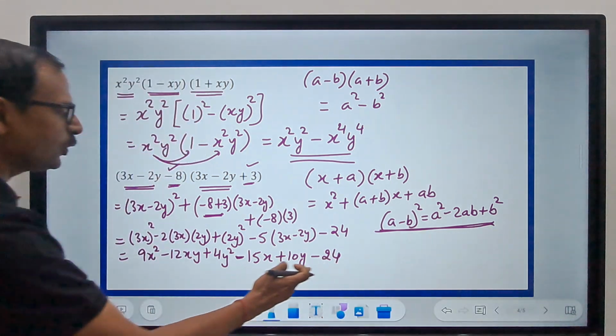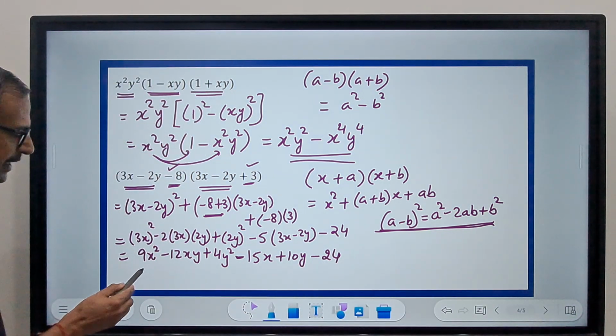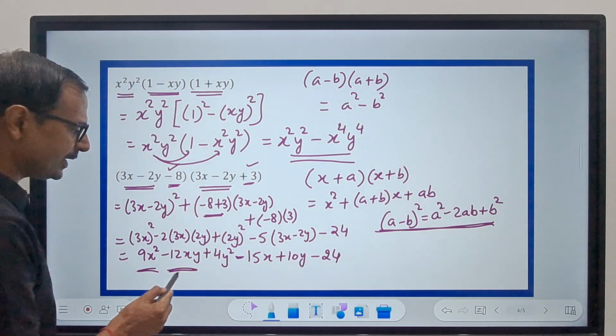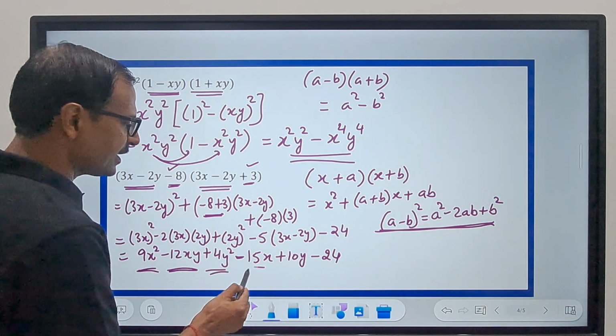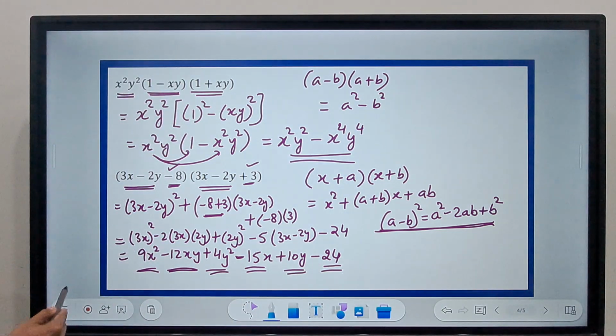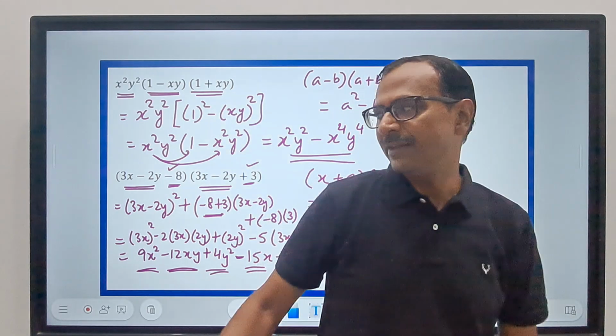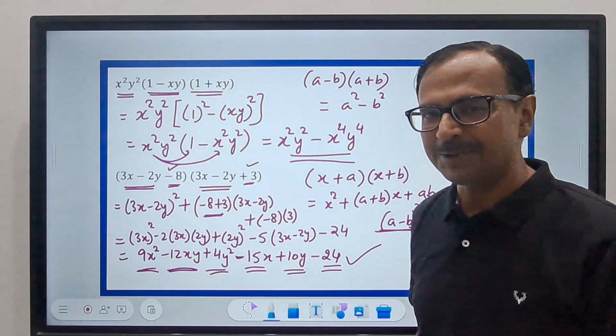Now do you find any like terms here? This contains x square, this contains xy, this contains y square, this contains x, this contains y, and this is a constant term. So there are no like terms in this, and therefore this answer is the simplification of the question which is given here.